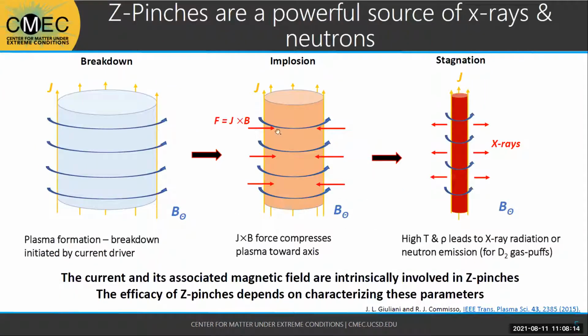So focusing in a little bit more on the gas puff Z-pinches, they can be strong sources of X-rays and neutrons.